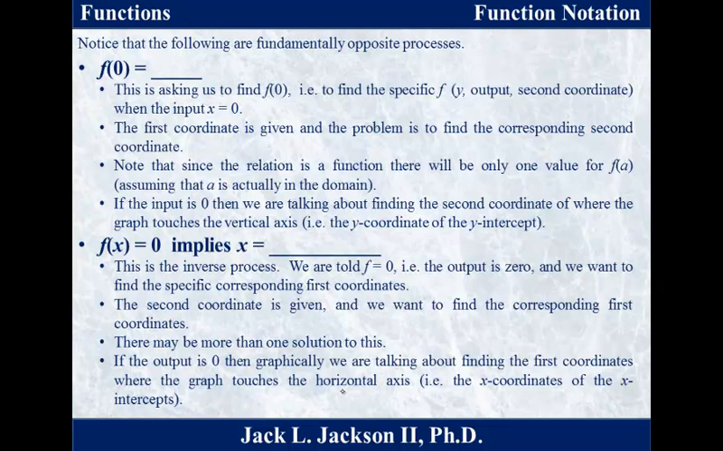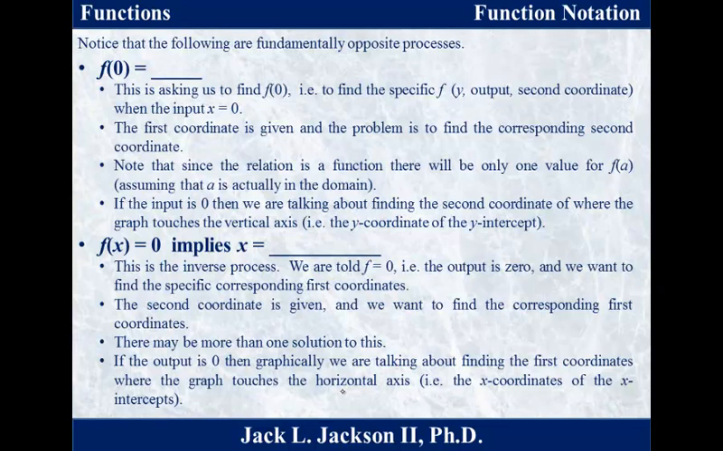Contrast this with the next one. When we say f of x equals 0, that's saying f equals 0, or y equals 0, or output is 0. Notice in the first one, when I said f of 0 equals blank, then I'm saying x is 0. X is the input. The input is 0. What is the output? That's what we're trying to do. This is backwards. Down here, when I say f of x equals 0, I say f is 0, output is 0, y is 0. I know the second coordinate is 0. I want to find out what the first coordinate is. And of course, we could put any number we want in there besides 0.